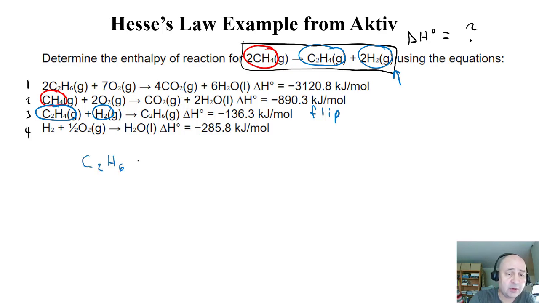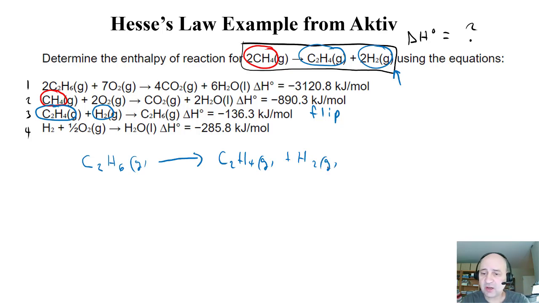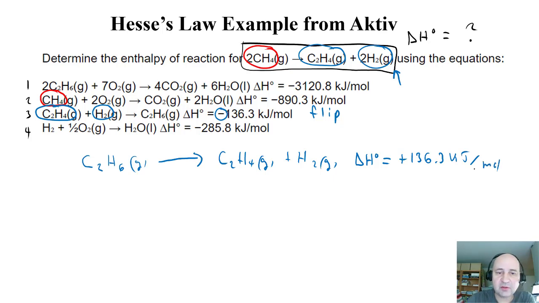C2H6, which is a product in the provided reaction, becomes a reactant. And so now the products are C2H4 and hydrogen gas, which is the way they are written in the equation that we're determining, so that's what we want. So what happens is the value doesn't change for the enthalpy, but the sign does. So the delta H for this reaction is now plus 136.3 kilojoules per mole.